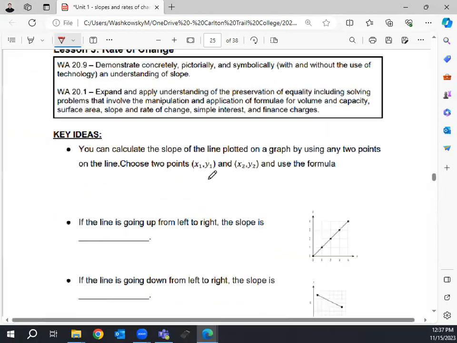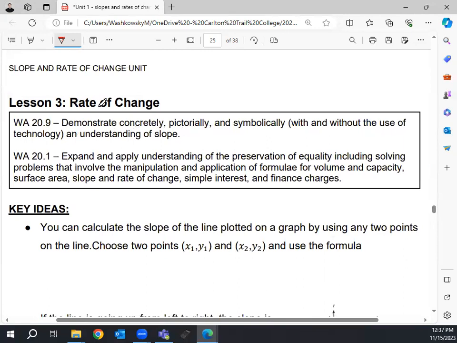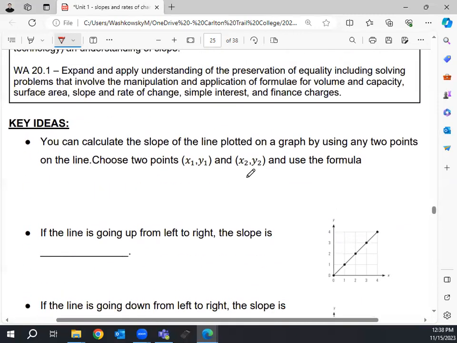So let's get up to this. What we're specifically looking at here is rates of change, and we're going to look at this a couple of different ways: concretely, pictorially, which is just pictures, and symbolically. We're just trying to get an understanding of slope. Again, this is all still related back to the slope stuff, rise over run, and ratios. It's all going back to that, and we're specifically looking at it in graphs.